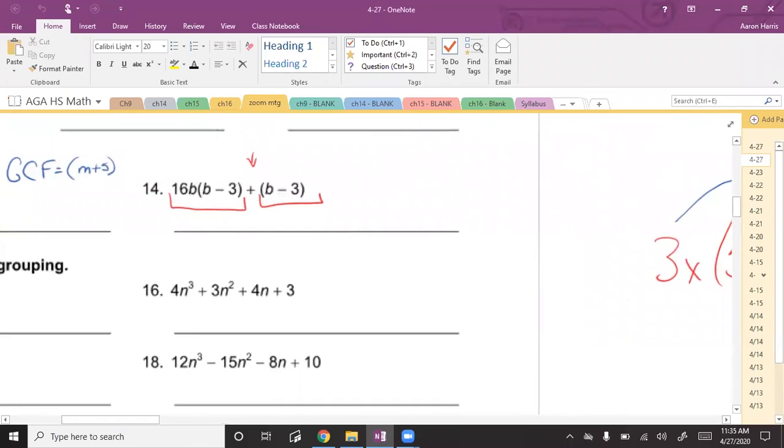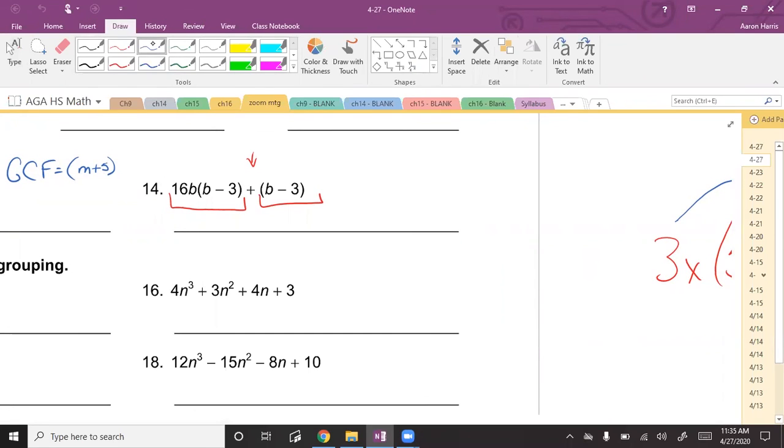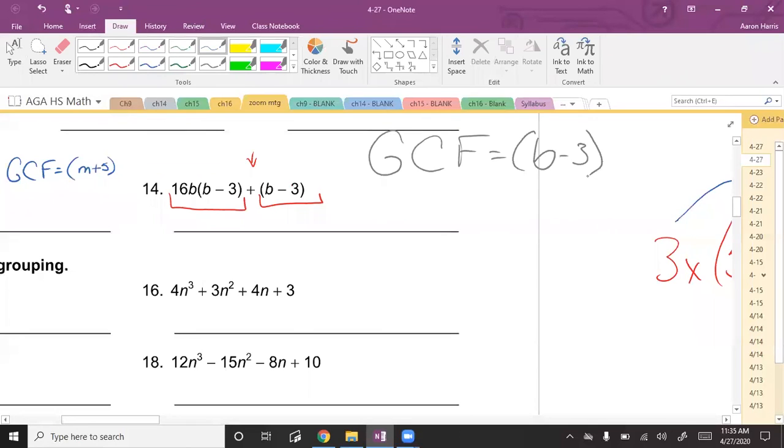Right. But here we go. What do you notice is the same on both? B minus 3 and B minus 3. There you go. So that becomes your what? Greatest common factor. Awesome.